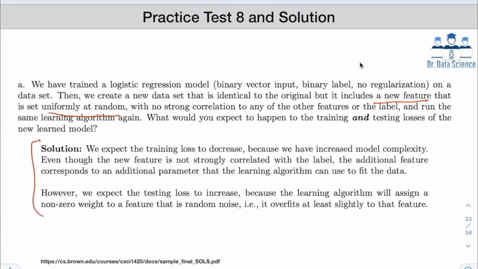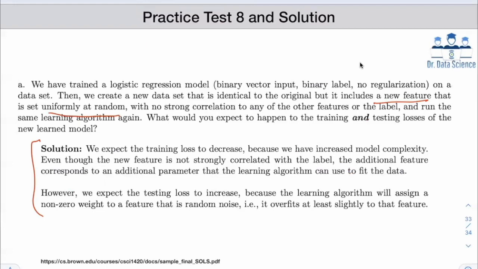So you expect the training loss or the training error to decrease because now we have increased model complexity. Although that new feature may not be correlated with the label or other features, it will allow us to add an additional parameter or coefficient that the learning algorithm can use to fit to the training data that we have, right? So that's why we expect the training error to decrease.